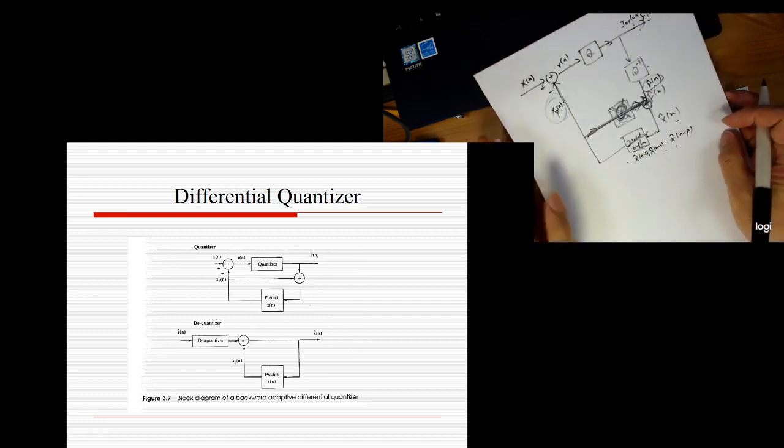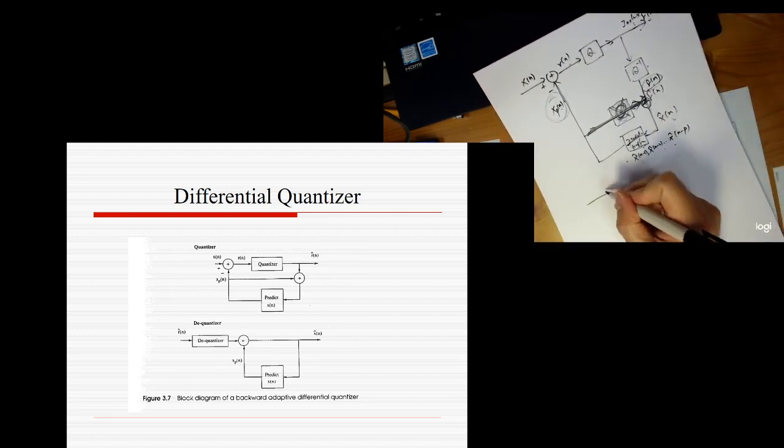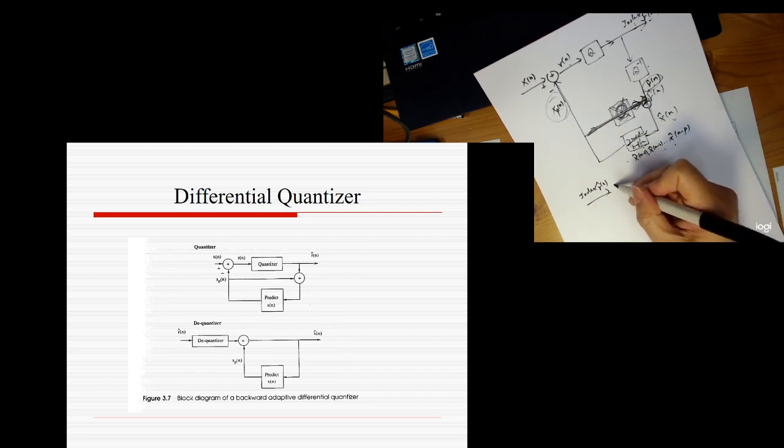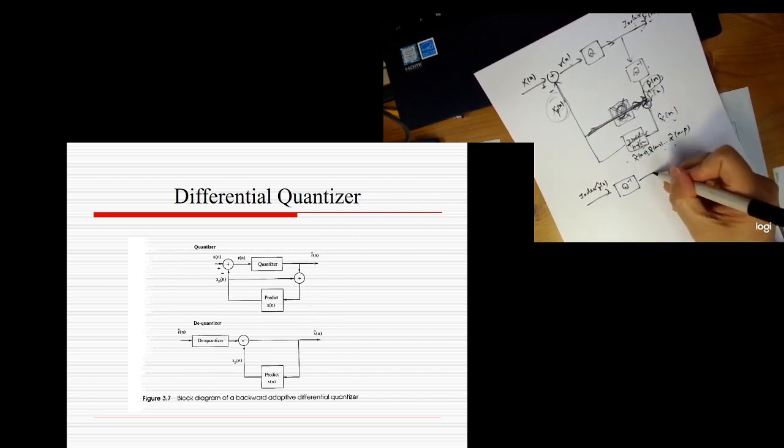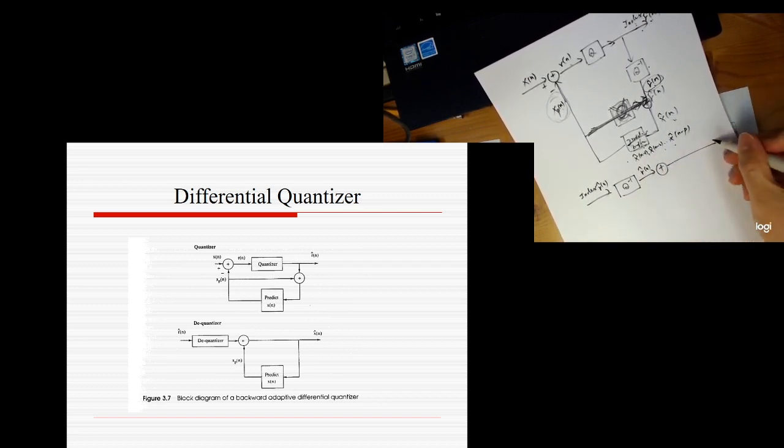In the decoder, you can see we get the index, R hat of n. Then you dequantize, so we get R tilde of n. And then they will be added with Sn together. So that Sn tilde has to go to the buffer.